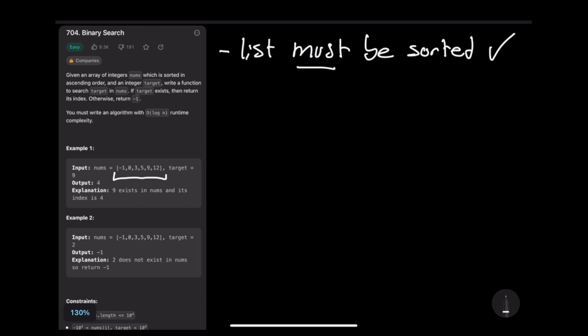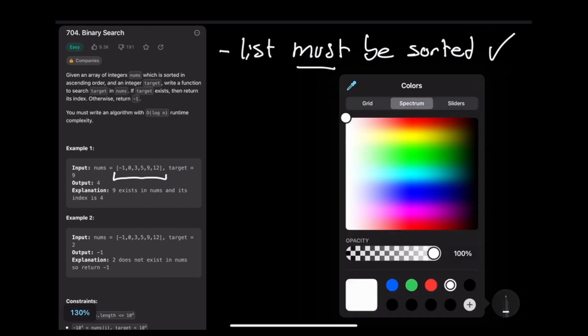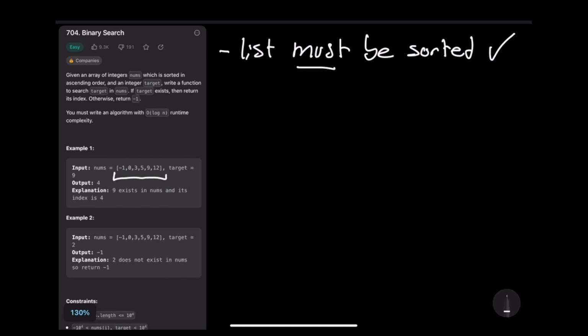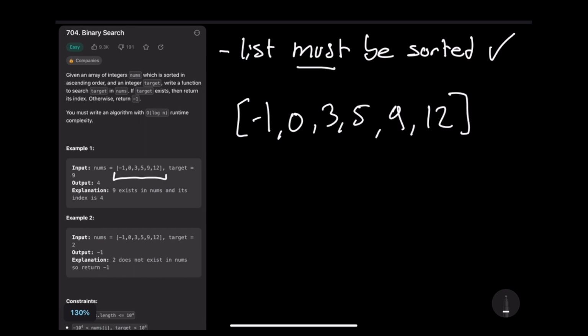So let's look at this first example here. And let me just talk through how the binary search algorithm works as far as I remember it. So -1, 0, 3, 5, 9, 12. Right, so with binary search, we basically want to divide the array in half every single iteration. And we can do that because we know that the array is sorted. So let me show you what I mean.